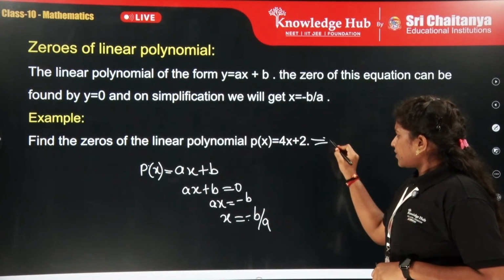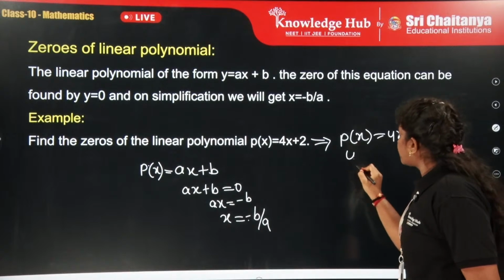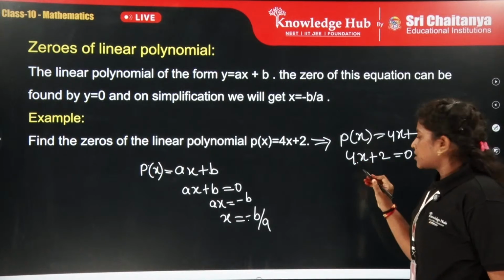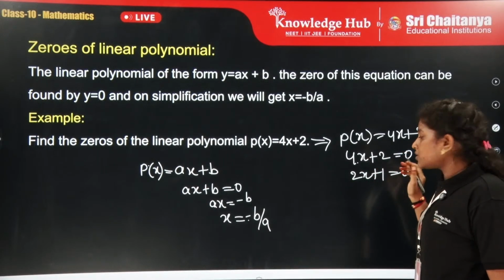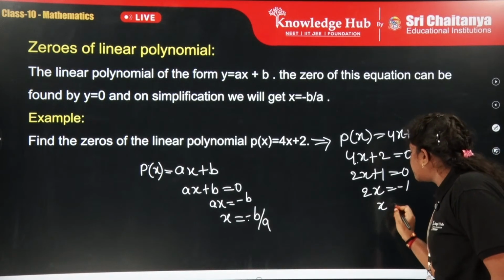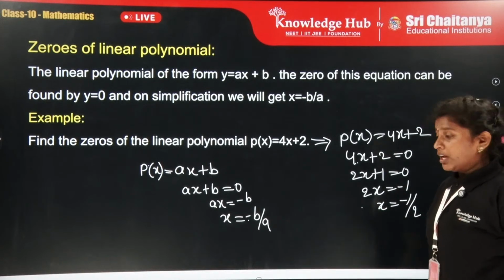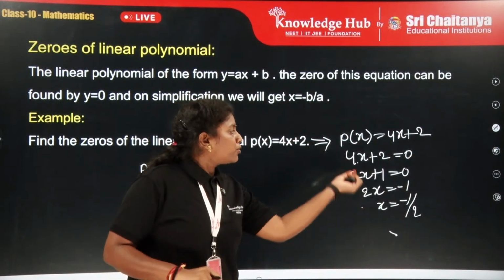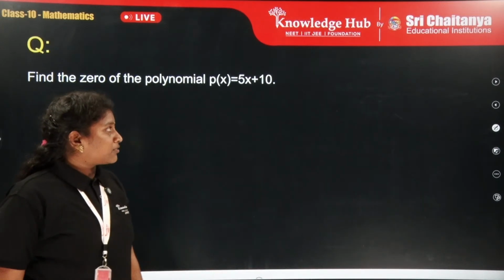So now let's solve it. The given p of x equals 4x + 2. Now equate 4x + 2 to 0. We can take 2 common from both the terms. Taking 2 common, you will get 2x + 1 equals 0. Now +1 crossing the equals sign will become -1. So here we got 2x = -1, and x equals, 2 is in multiplication, crossing the equals sign, it will become -1/2. So if you take your x value as -1/2 and place it in the polynomial, you will get the polynomial value as 0. Clear? Now let's solve another one.